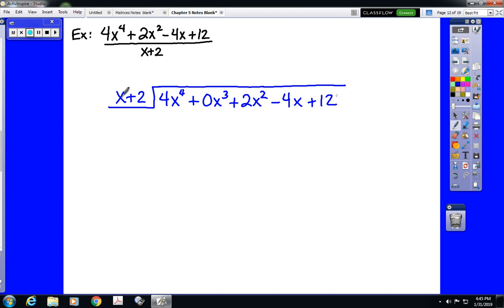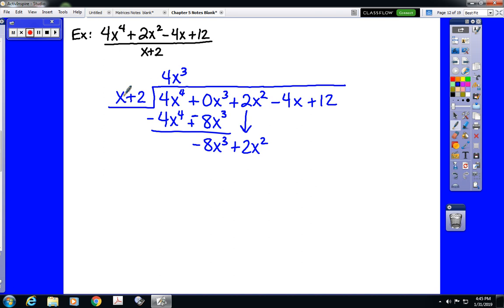So again, we're going to go through this process. x times what is 4x to the fourth? Well, that would be 4x cubed. 4x cubed times x is 4x to the fourth. 4x cubed times 2 is 8x to the third. Draw the line, change both signs, add down would be negative 8x to the third. Bring down the next term. Start the process over again.